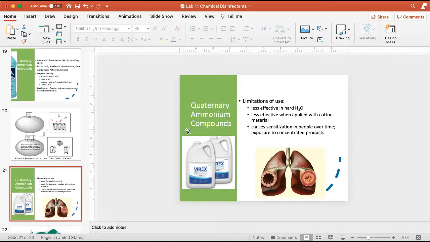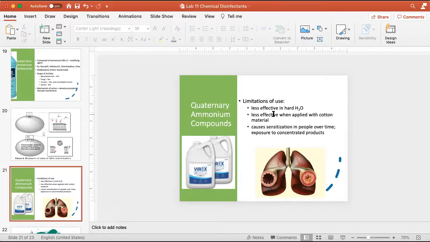Here's Virex, it's sold as a concentrate. So you have to dilute it. You have to mix it up according to the manufacturer's directions. And if you live in a part of the country that has particularly hard water, it's probably not a good choice. Here's a limitation that I find fascinating.